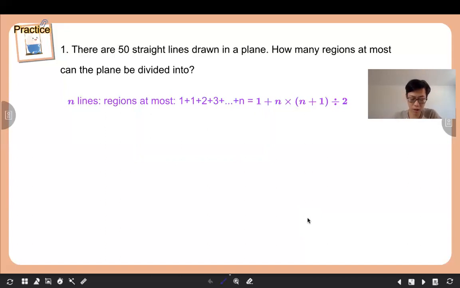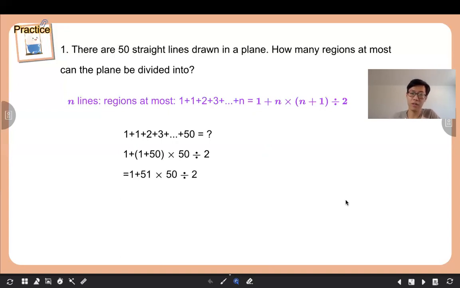But let's first work on the expression here. For the 50th line, we are going to have it intersect with the previous 49 straight lines. So it will be divided into 50 parts and thus introduce 50 new regions. In this way, our formula will be like this: 1 plus 1 all the way to 50. And what is the result? Okay, we applied the formula we just derived. And then it should be like this.